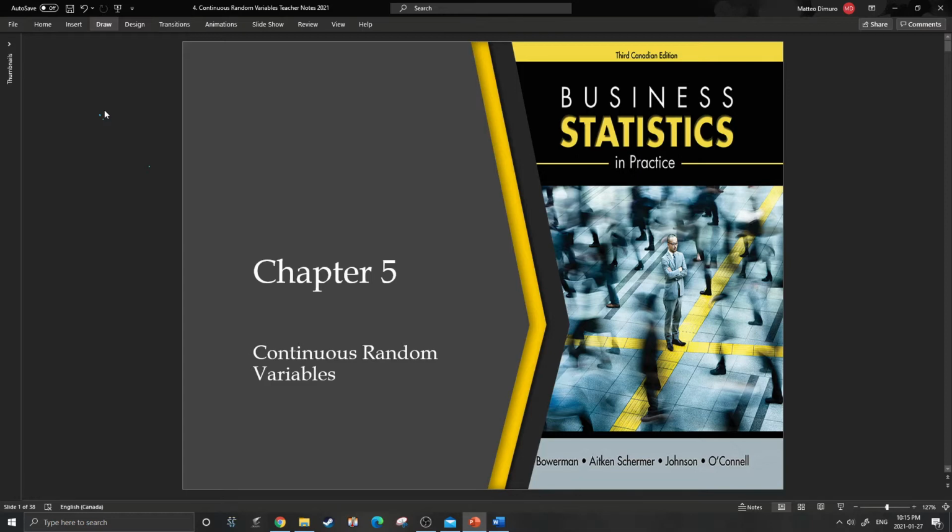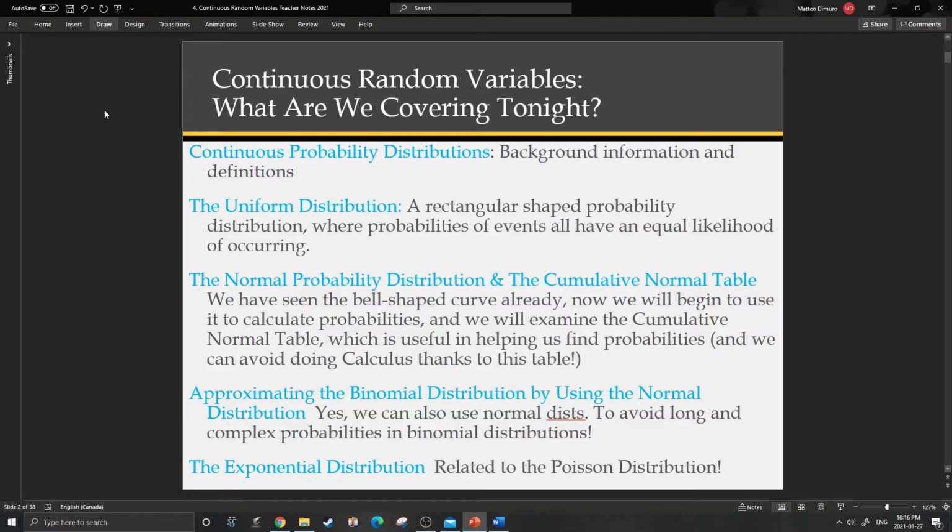Everybody, we're back with Chapter 5, which is where we begin our journey on continuous random variables. So we've seen it all now. We've seen discrete random variables with the generic probability distributions and binomial distributions. Today, we will see for the first time what happens when we look at continuous random variables under those circumstances. So, what exactly are we doing tonight?